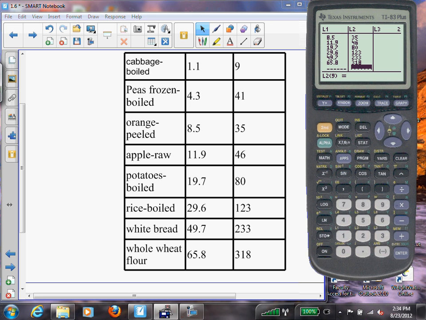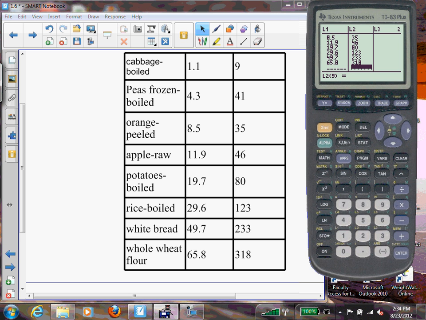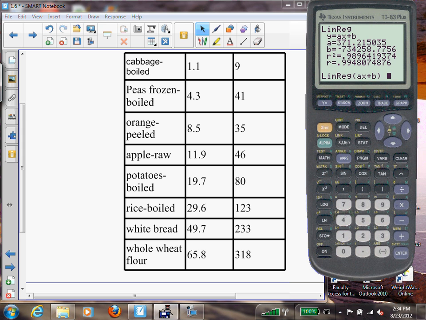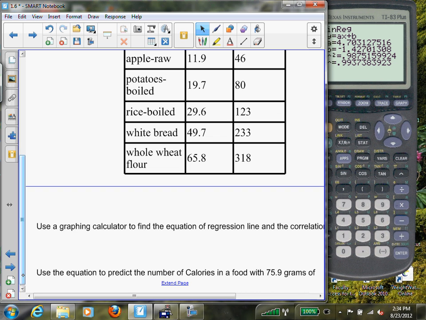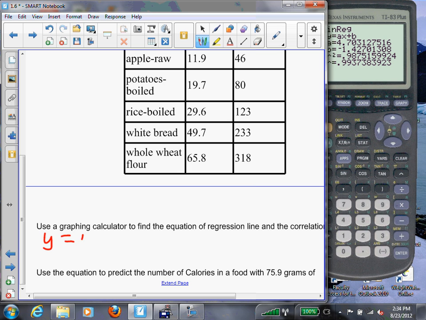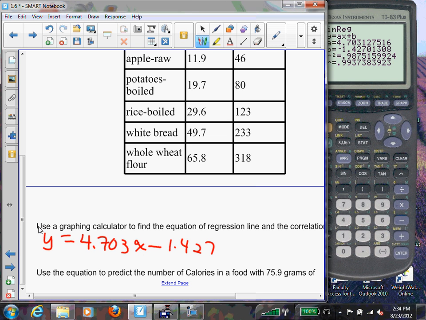And so once we put that in, what do we do? Enter. What do you think? Is this a good linear relationship? Because the R is what? 0.99. So you're like at 99% sure. So we would say that Y equals 4.703 X minus 1.427. Is that what y'all got? Okay. What's your R? Your correlation coefficient is 0.99.